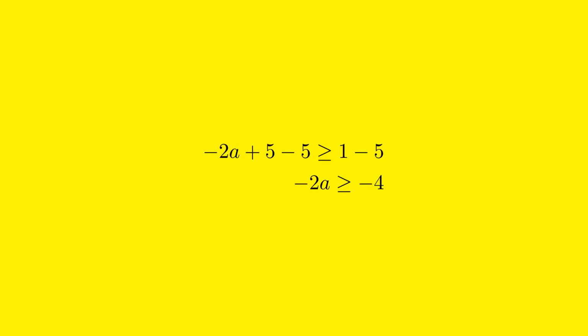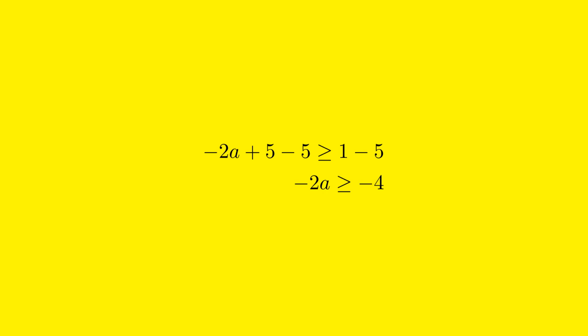To solve the inequality minus 2a plus 5 greater than or equal to 1, we start by isolating the variable term. This process involves carefully manipulating the inequality to get a by itself on one side. First, observe the given inequality minus 2a plus 5 greater than or equal to 1. To isolate the variable term, we need to get rid of the constant term on the left side of the inequality. The constant term here is plus 5.